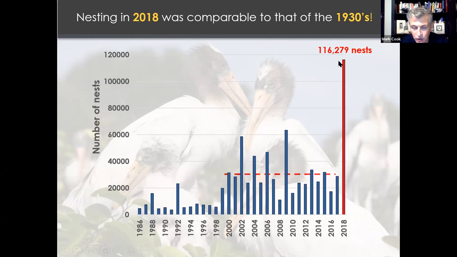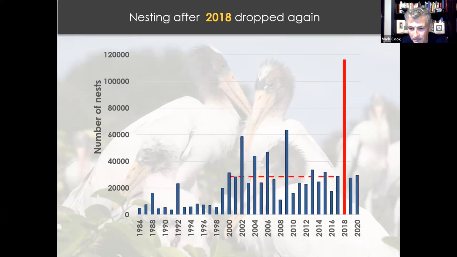And this is really largely before we've implemented Everglades restoration in any meaningful way. So that was just an incredible event to see. Subsequent to that, we had 2 years, 2019 and 2020, where numbers dropped down again. That's okay, that's to be expected. These years were fairly dry. We predicted very closely what we were going to expect to see in these years.